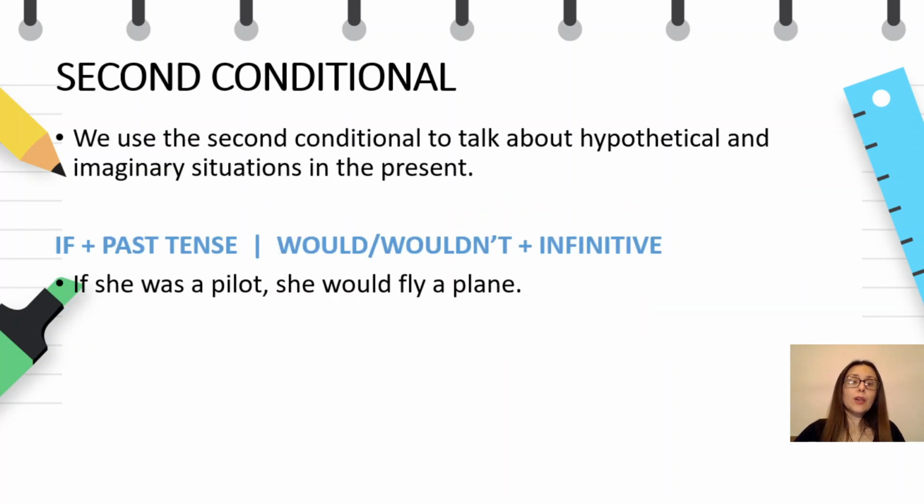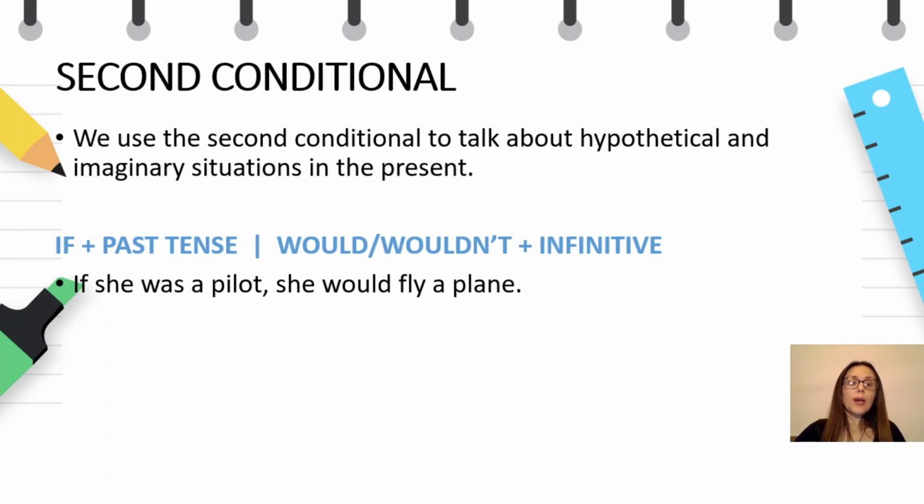Now, let's start with the subject of today's lesson, the second conditional. We use the second conditional when we want to talk about hypothetical and imaginary situations in the present. We introduce the imaginary situation with the if clause, which consists of if and the past tense, and the result of this condition is represented by would or wouldn't and the infinitive. Let's take a look at the example.